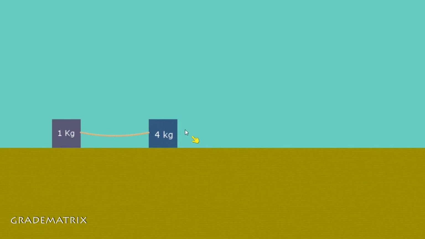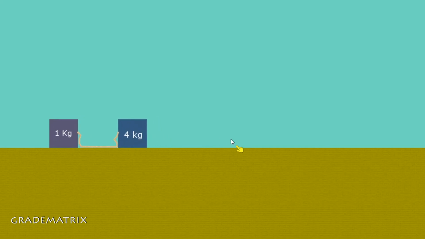Let us also look at another case. What will happen if a force is acting on this 4 kg block in the leftward direction. So we know if I apply force on this 4 kg block in the leftward direction, the string will become loose and only this 4 kg block will be moving. The 1 kg block will not move and the tension in the string will be 0.